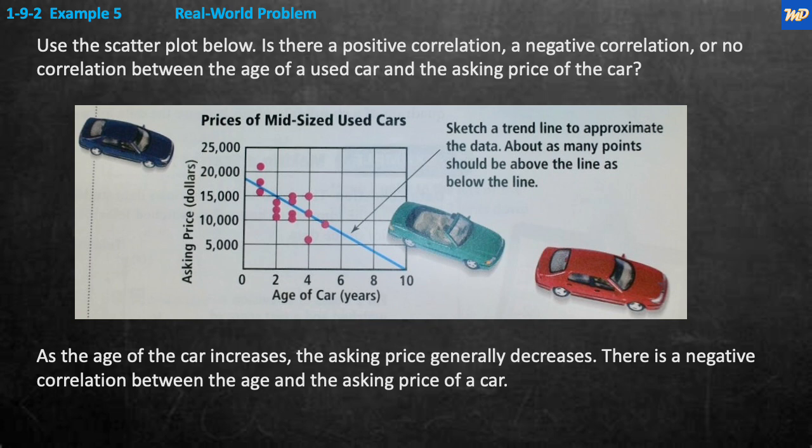So now it's kind of obvious to you, right? The older the car gets, the less money you paid for it, right? The price goes down, and this shows it. The price is going down, so the trend line is going down. As the car gets older, 2 years, 4 years, 6 years, 8 years, 10 years, the price started off at 20,000 and then it slowly goes down.